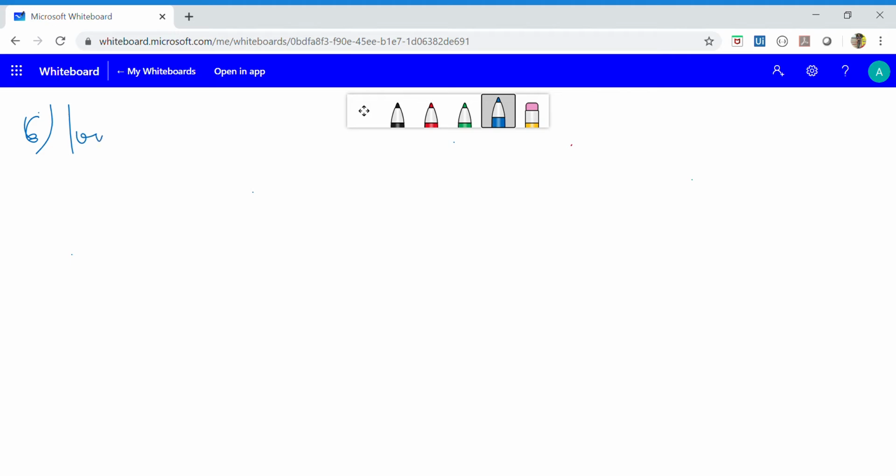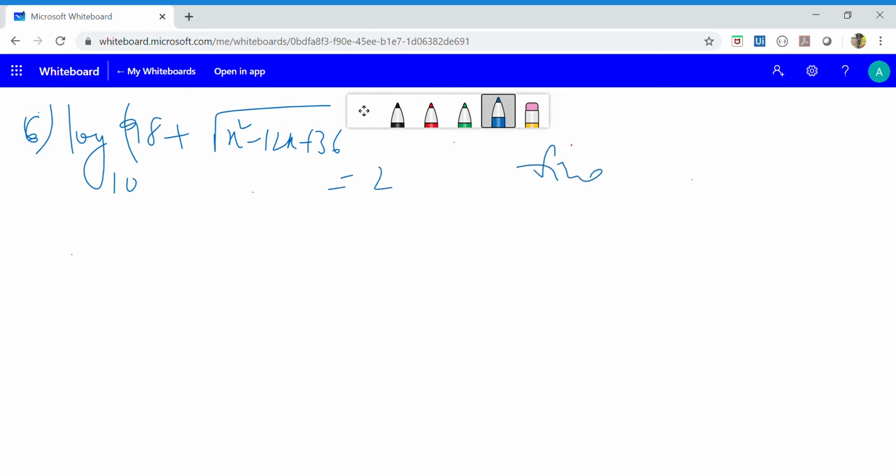Logarithm of 98 plus under root x square minus 12x plus 36 to the base 10 is equal to 2. Find x.